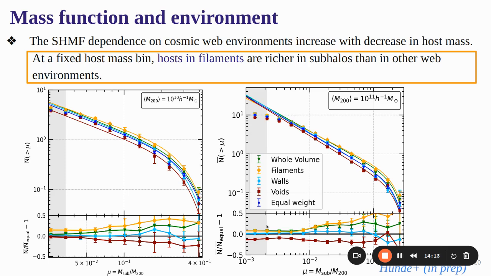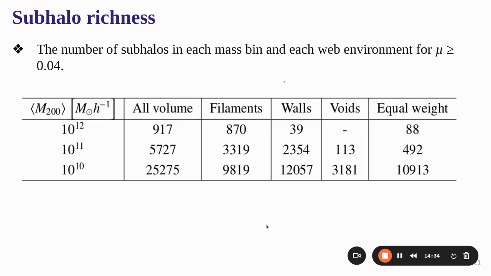So from our subhalo mass function, we can see that different cosmic web environments affect the subhalos hosted by halos living there, and the exponential power law fitting values also depend on the environment's location. We can see the subhalo richness, because mostly the high mass end is affected by the environment.